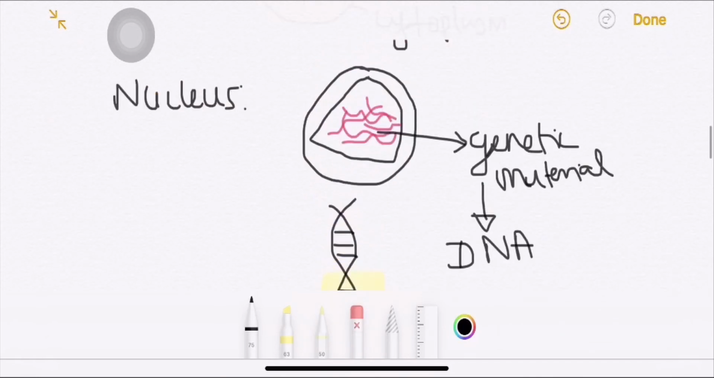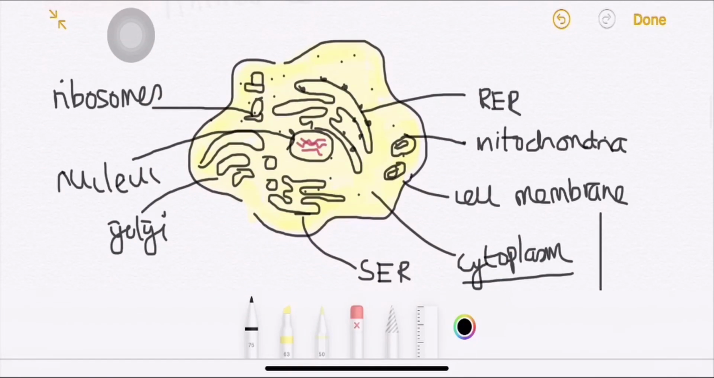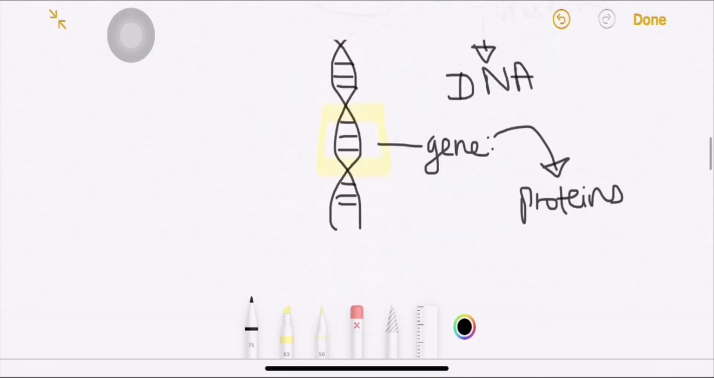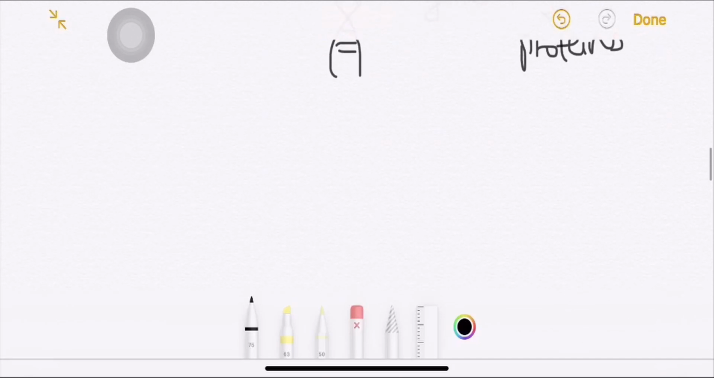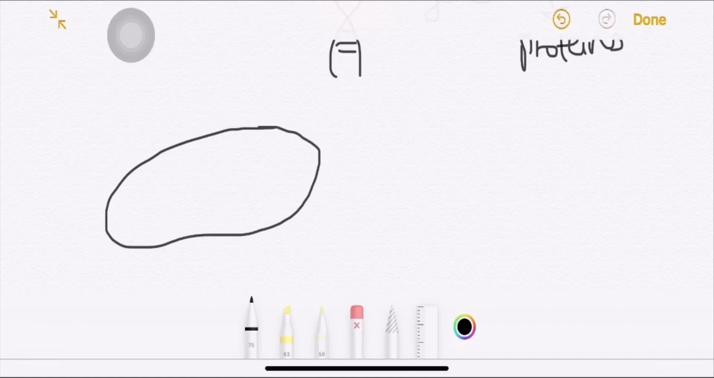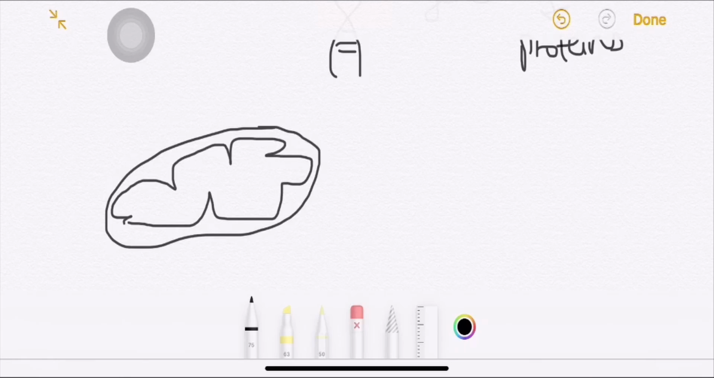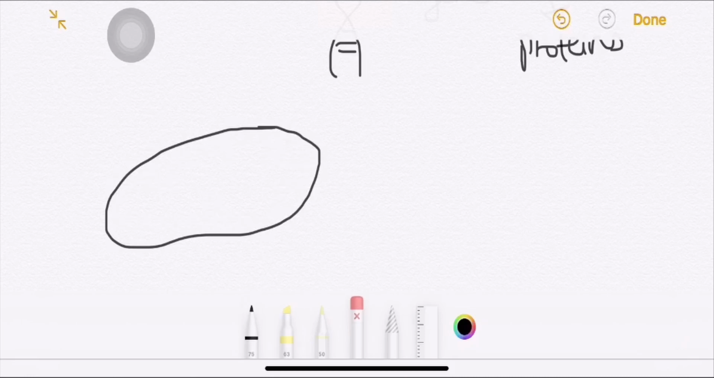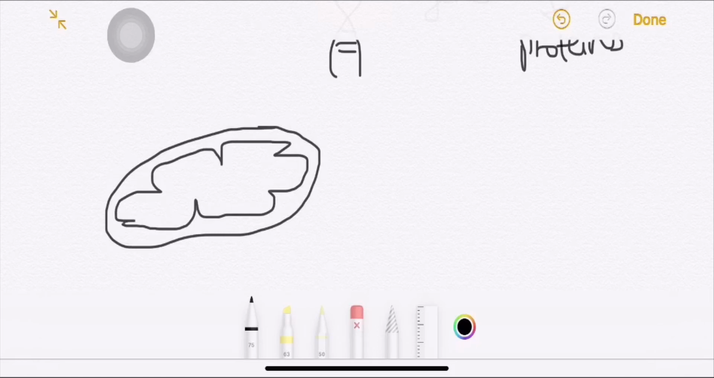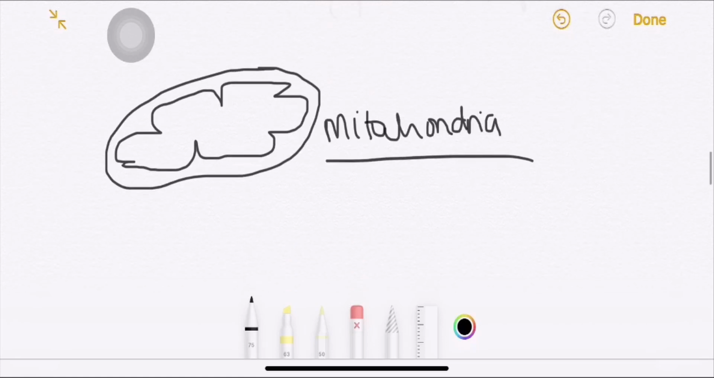The next organelle. Taking you back to the diagram, you can see the mitochondria are labeled right there. I'm going to take the mitochondria out as well for a clearer explanation. Mitochondria, just like the nucleus, is a double membrane bound organelle, but the mitochondrial inner membrane is highly folded. This highly folded inner membrane allows the mitochondria to have a high surface area and allows the reactions to take place in the mitochondria. So what are the reactions that take place in the mitochondria?